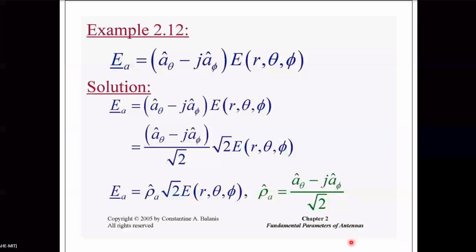So you divide this vector by the magnitude of the vector. This term will fully cancel out. So divided by the magnitude of this part: 1 square plus magnitude of minus j square will be 1. So again root 2 here. Have you got it?